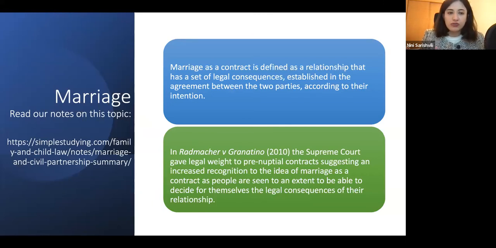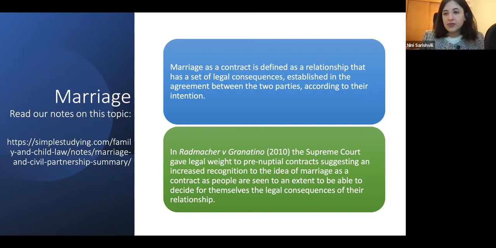Firstly, we need to discuss what is marriage. Marriage is a contract and is defined as a relationship that has a set of legal consequences established in the agreement between the two parties according to their intention. Thus, it's a formal contract that two parties enter into. As in the case of Radmacher v Granatino, the Supreme Court gave legal weight to prenuptial contracts, suggesting an increased recognition to the idea of marriage as a contract, as people are seen to an extent to be able to decide for themselves the legal consequences of their relationship.